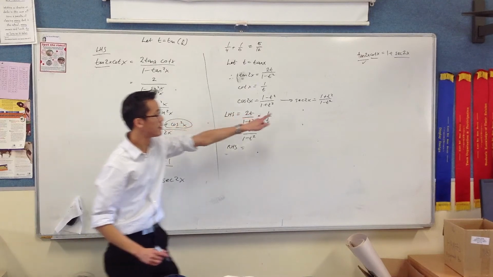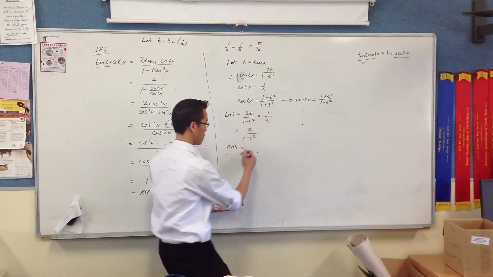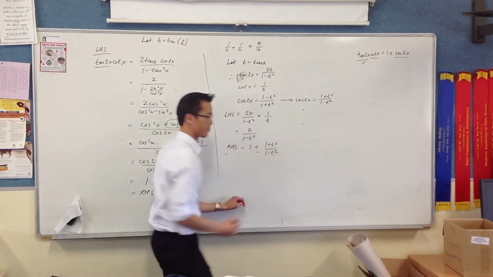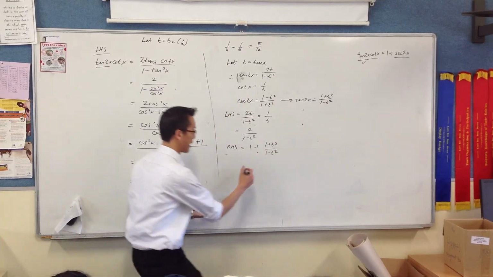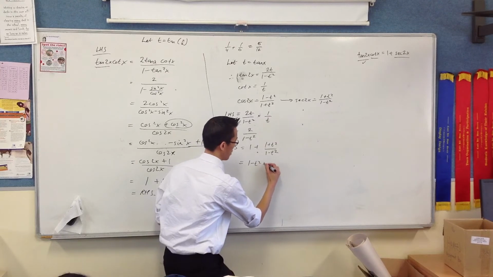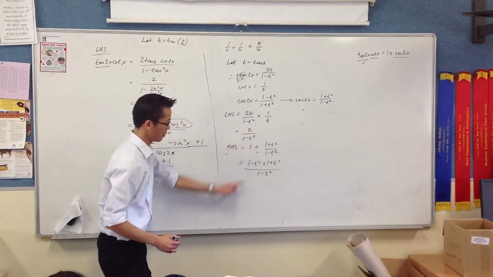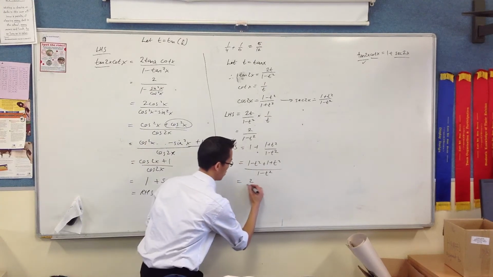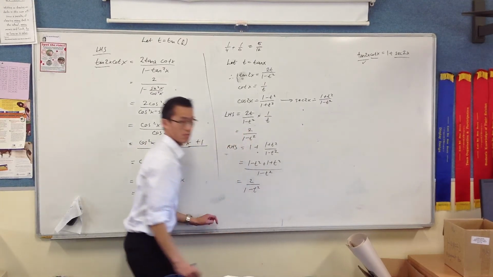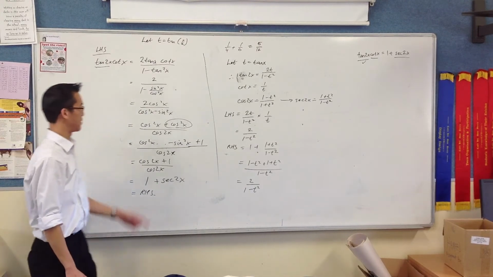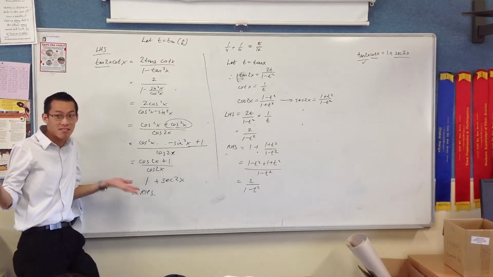That's 1 plus sec 2x. Okay, so 1 plus that one over that one. Okay, so that's just a fraction. You add them together. So 1 minus t squared plus 1 plus t squared on 1 minus t squared. T squareds cancel. And then you go home and laugh at the people who still have to do this. Okay, so that's it. That's it.